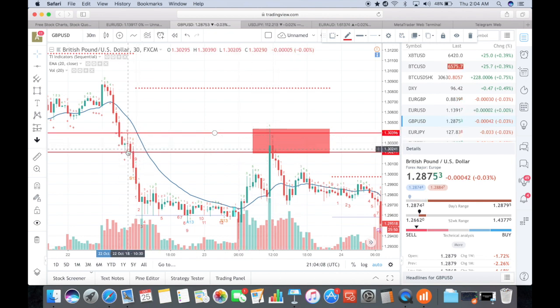It has been touched just once, just a wick, I think, and this was a pretty good supply level, because look at this. This is the drop, base, drop. So these supply levels are pretty legitimate.